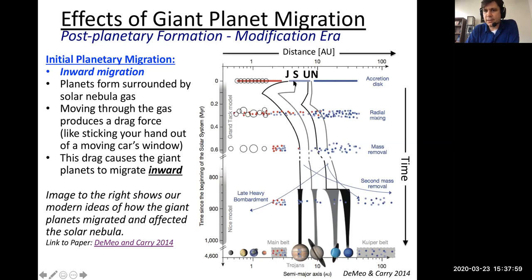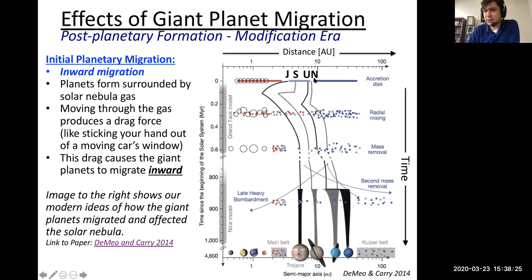Then we have this lighter blue color where we have some hydrated material. So we have some organics, and we have some evidence of water ice as well. And notice this is where Jupiter, Saturn, Uranus, and Neptune, these are our initial starting locations. Up here is distance away from the sun in astronomical units. Here is where Earth currently is. This is where Saturn currently is.